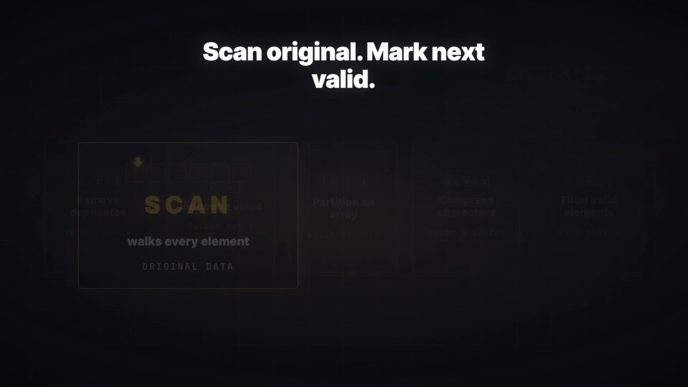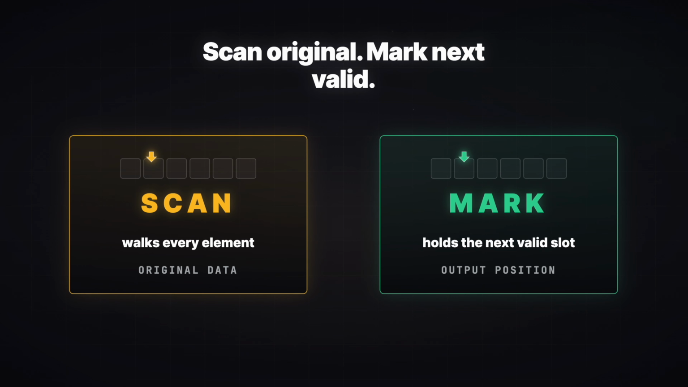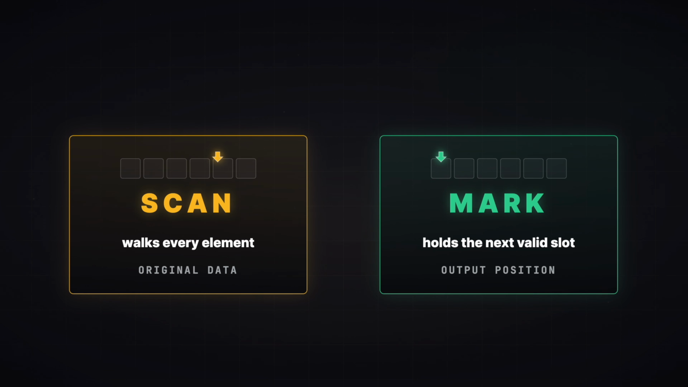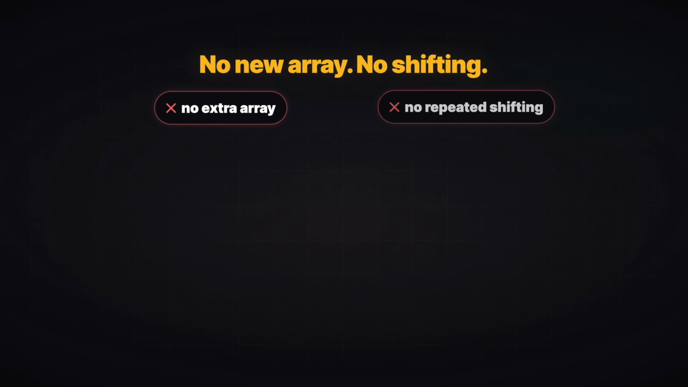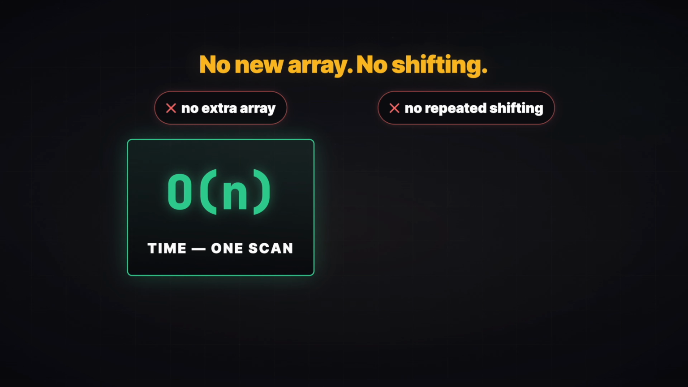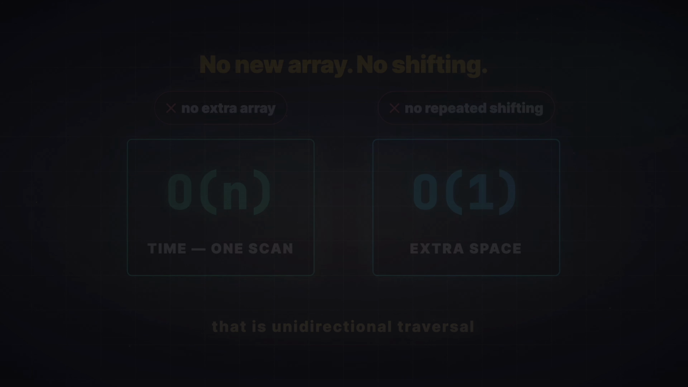The idea is usually the same. One pointer scans the original data. The other pointer marks the position where the next valid value should go. This avoids creating a new array. It also avoids repeatedly shifting elements. So the solution is usually O of n time and O of 1 extra space.